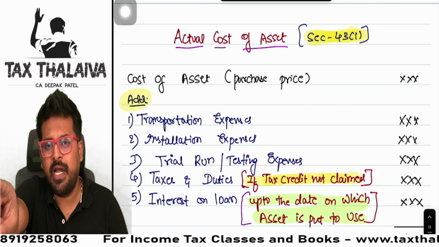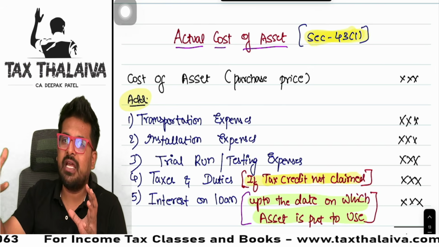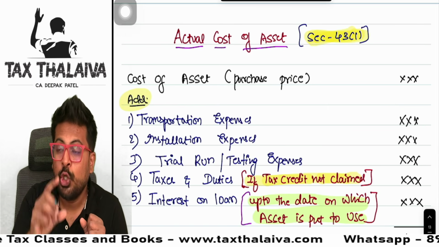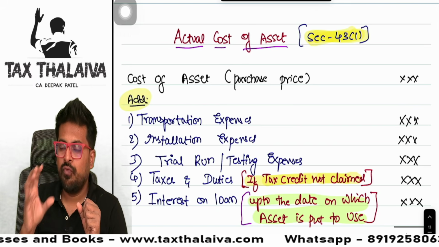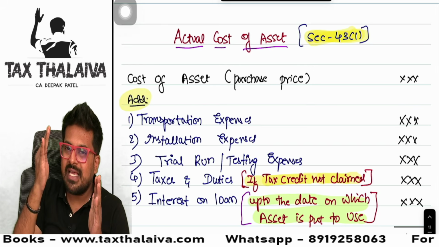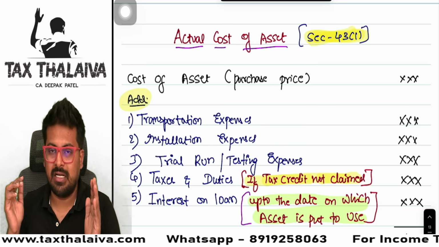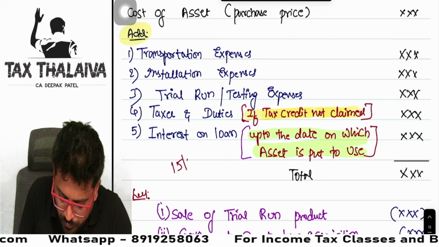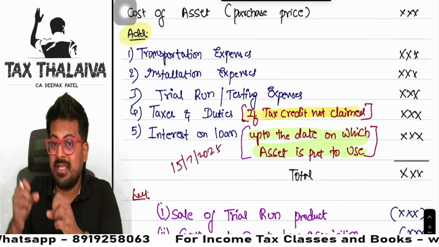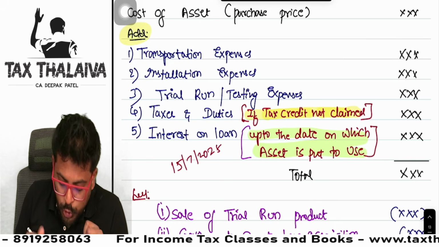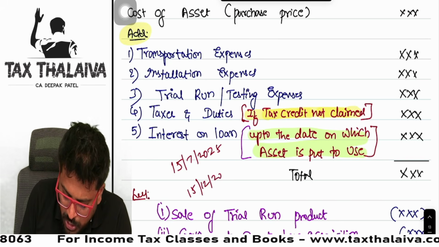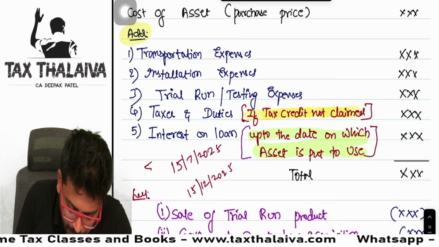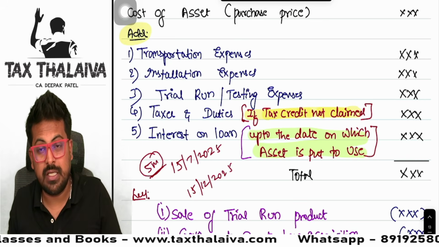Interest on loan, always keep in mind one thing guys, interest on loan. If you have taken loan for purchasing an asset, in that case you can capitalize the interest which you paid from the day you purchased the asset till the date you put to use the asset. Let's say for example, you purchased the asset on 15th of July 2025. But you put to use the asset on 15 December 2025. So July to August, September, October, November, December, 5 months you did not put to use the asset.